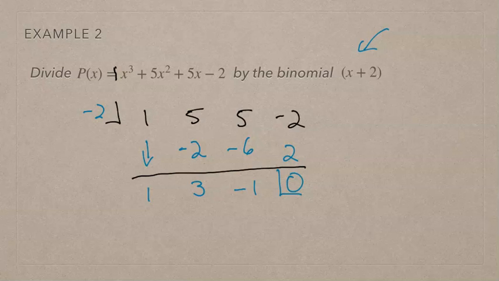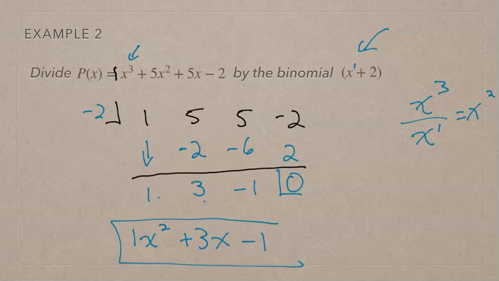Okay, this time I'm dividing a cubic function by a linear function that has a degree of 1. So let's say x cubed divided by x to the first. That means my answer is going to have to be a quadratic. So I have 1x squared plus 3x minus 1. These numbers become the coefficients of my quotient, and then remainder 0. So I don't have to put a remainder at all if I don't want to. All right. And that is the solution to that example.